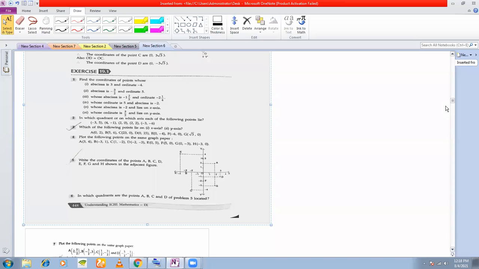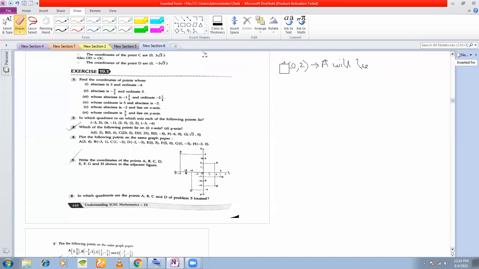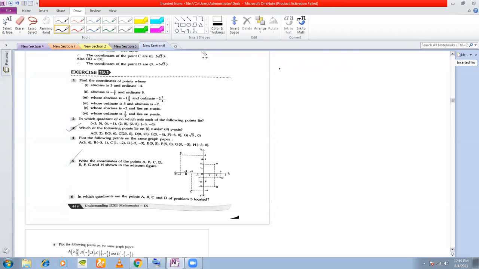Question number 3. Which of the following points lie on the x-axis and the y-axis? Okay, we just discussed this, right? You don't need a graph for this. Look at this point. First point, A, 0, 2. On which axis will it lie? Y-axis. So A, 0, 2 will lie on the y-axis. Why? Because you see that the x coordinate is 0.